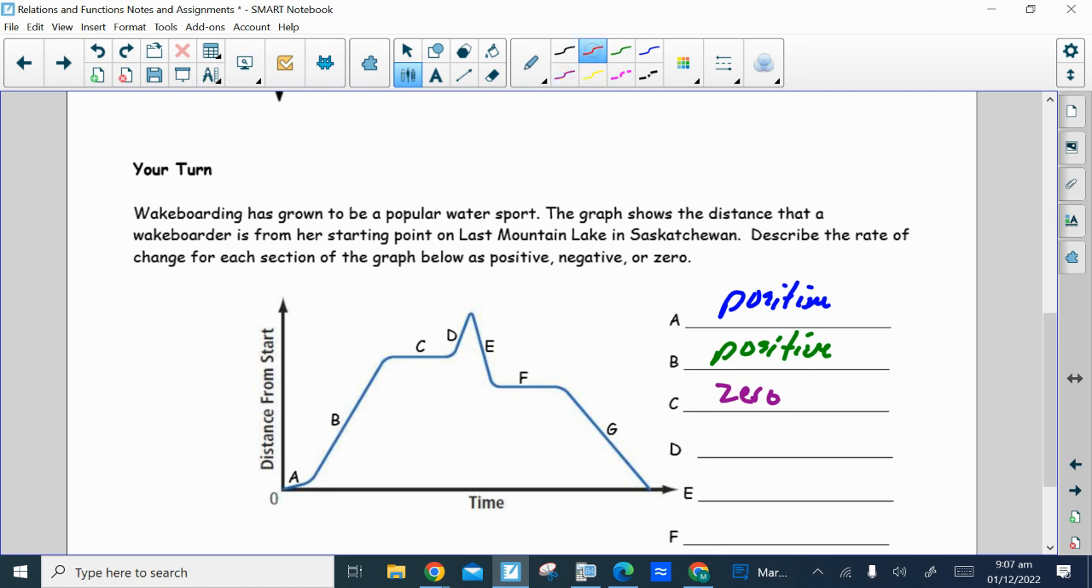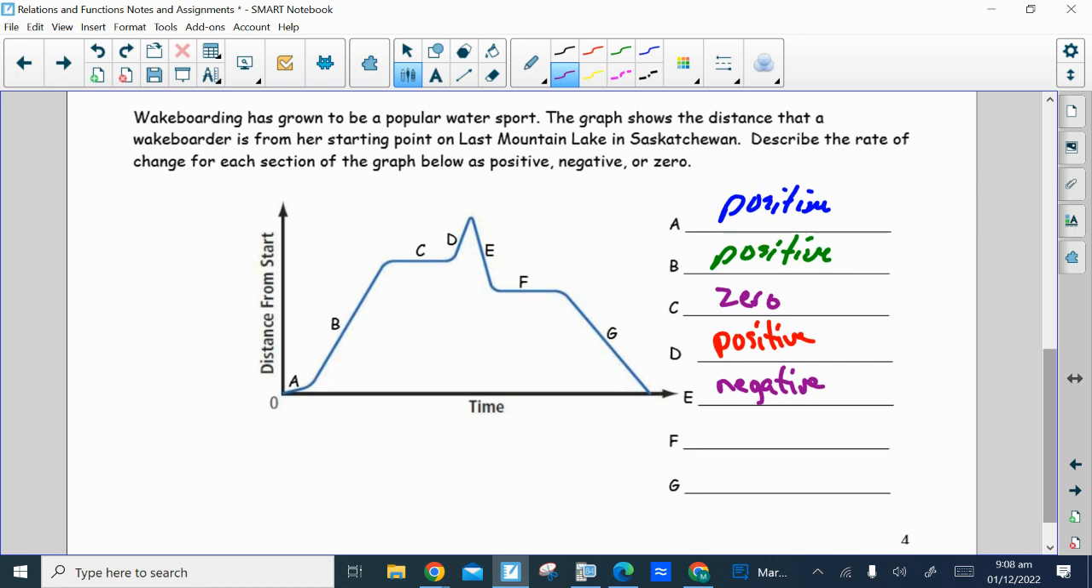D is another section where the rate of change is positive. And that's the steepest part, it looks like, which means again that the distance from the start is increasing at a much quicker rate. The slope would be a higher number. Point E, though, now they're getting closer to the start. And so that is a negative rate of change because the line is falling as you go left to right.